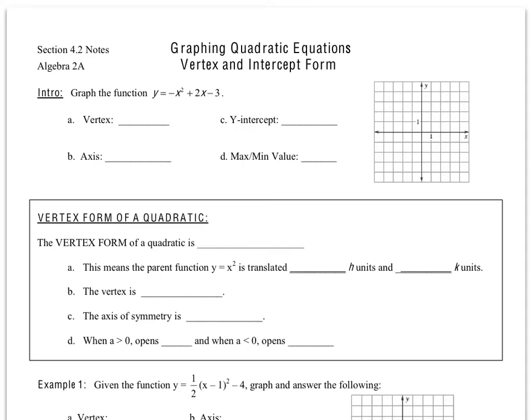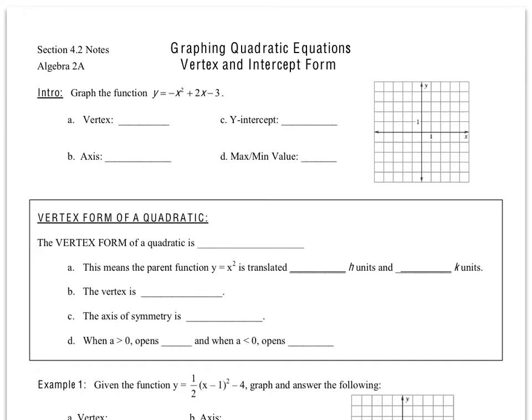Hi, this is lesson 4.2. We're going to talk about graphing quadratic functions, equations, and we're going to use vertex form and intercept form. So we've already done some graphing, but now we're going to look at these equations in two separate forms. So let's just start with a little intro here.